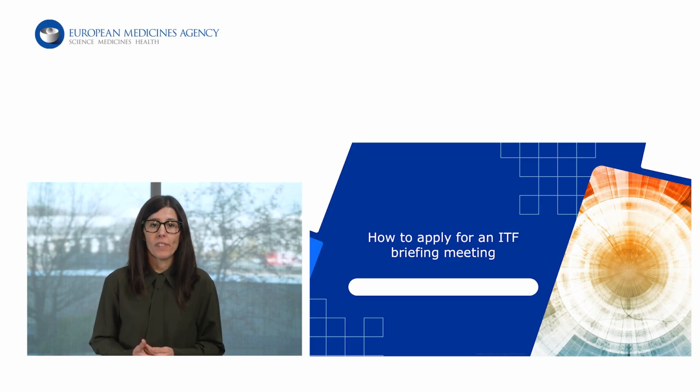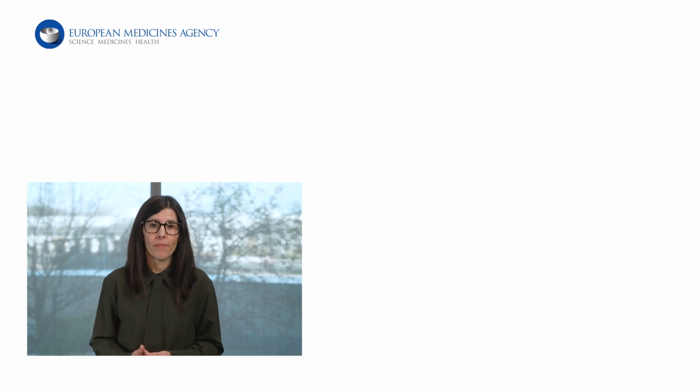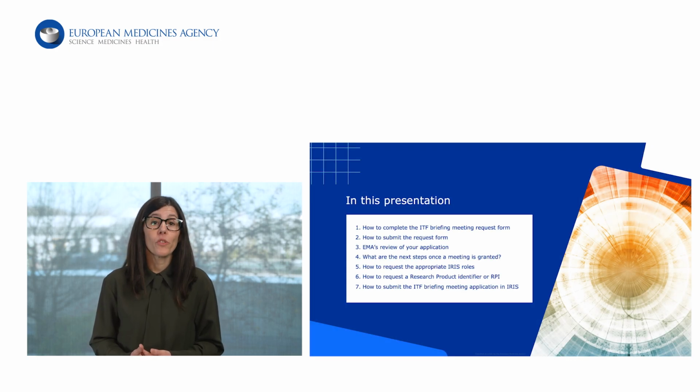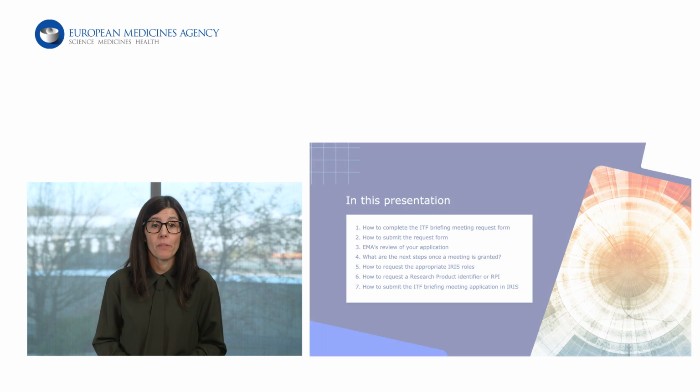I would like to explain the process to apply for an Innovation Task Force briefing meeting with the European Medicines Agency. Here is a quick overview of the steps we will cover. 1. How to complete the ITF briefing meeting request form. 2. How to submit the request form. 3. EMA's review of your application. 4. What are the next steps once a meeting is granted. 5. How to request the appropriate IRIS roles. 6. How to request a research product identifier or RPI. 7. How to submit the ITF briefing meeting application in IRIS.